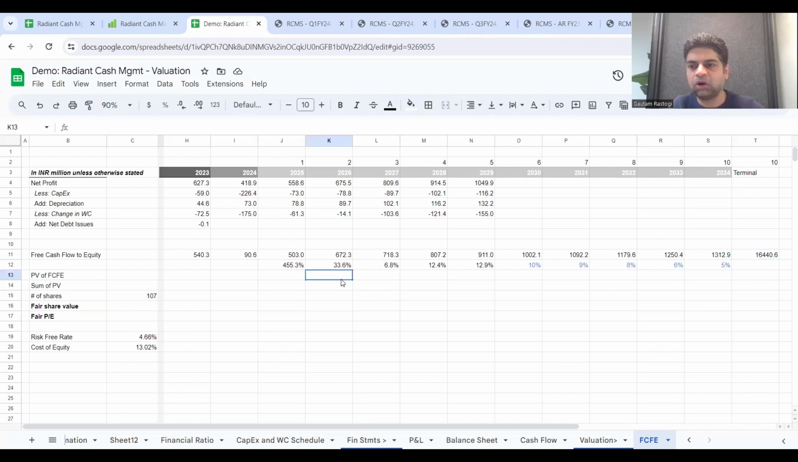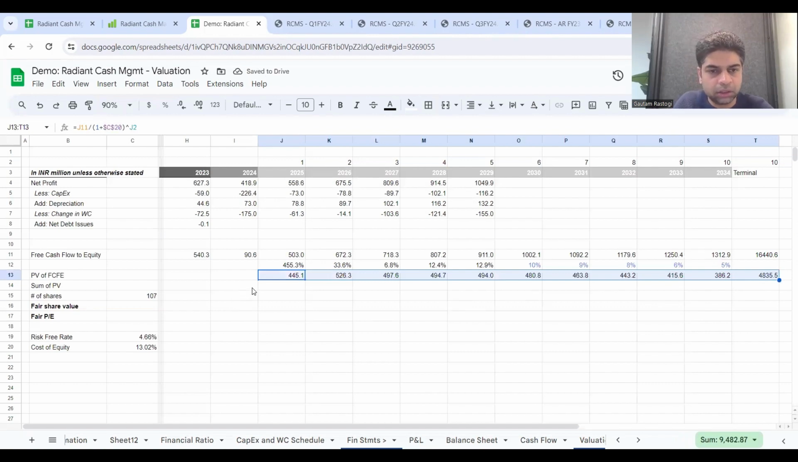Now let's estimate the present value of all these cash flows. So this free cash flow divided by 1 plus cost of equity, times 1. I'll lock my cost of equity just so that I don't have to retype the formula again and again. Let me drag it.